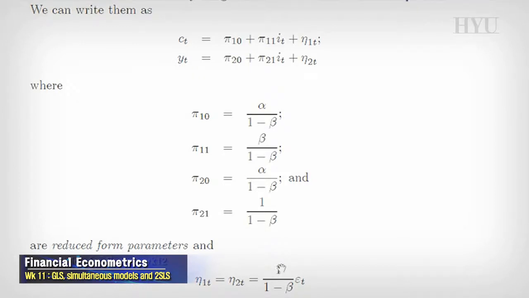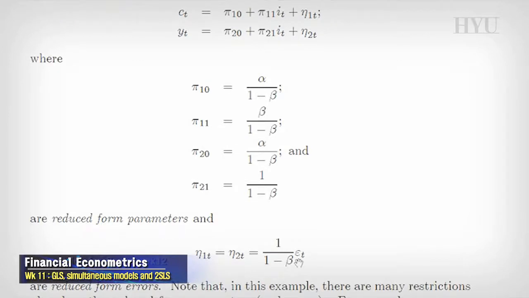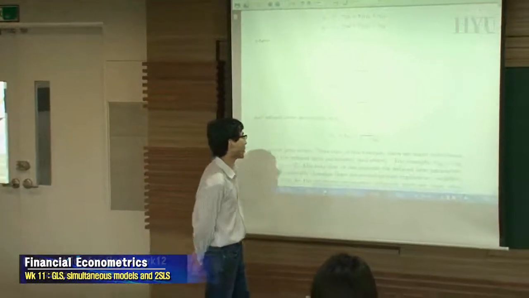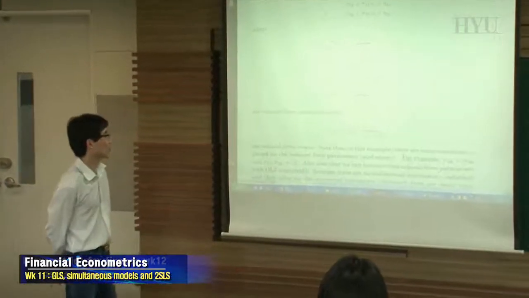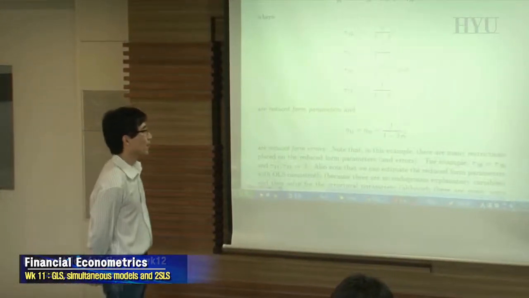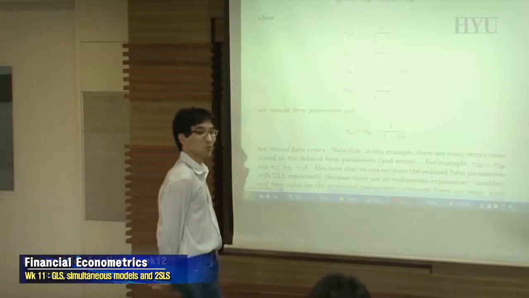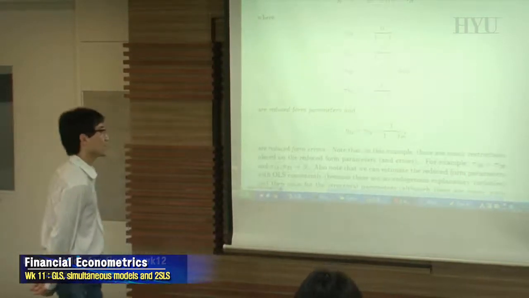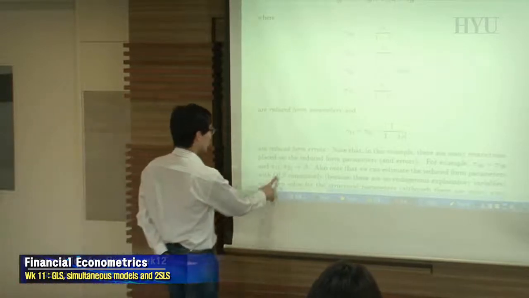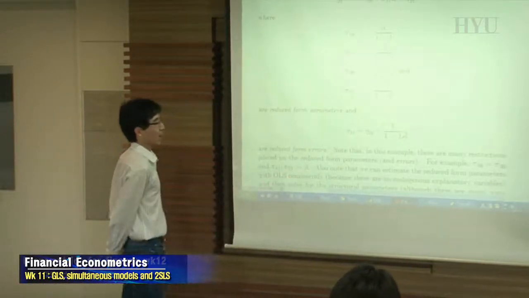Note that in this example, there are many restrictions. If we take into account the original model, even this reduced form includes many theoretical restrictions. So note that in this example, there are many restrictions placed on the reduced form parameters and errors. For example, pi_10 should be equal to pi_20 by the theory, and pi_11 and pi_21 should be related.